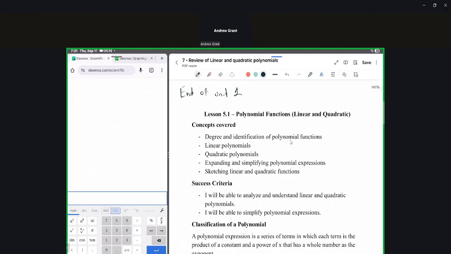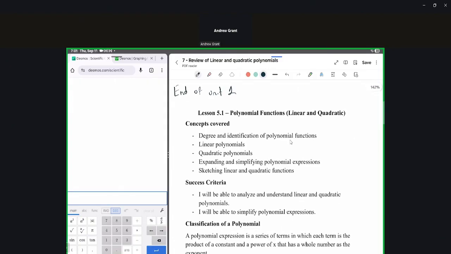But today I thought it'd be a good idea to offer up a review of topics, because if you go through the lesson, there's a lot of material there and a lot of assumptions made with respect to understanding the material and past knowledge. So I thought it'd be worthwhile to review linear and quadratic functions and go from there. So we're looking at polynomial functions, specifically today, linear and quadratic.